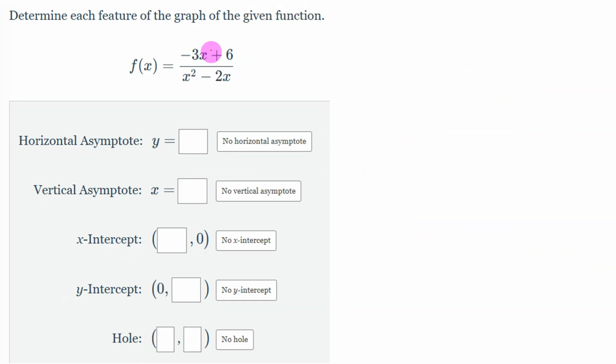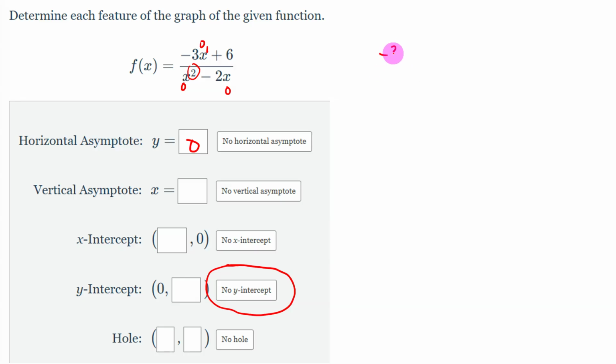Now, the power up here is 1, the power down here is 2, so the power on top is less than the bottom, so y equals 0. Nothing to do there. I'm going to put in a 0 here, a 0 here, and a 0 here, and get 6 over 0, which does not exist. So no y-intercept.